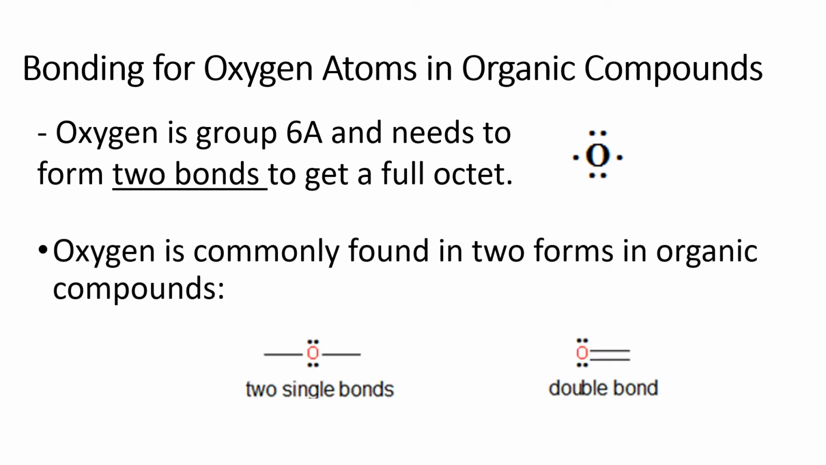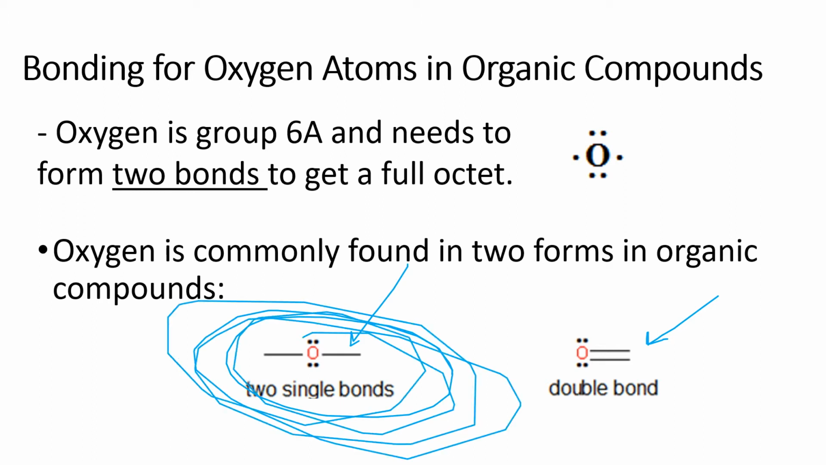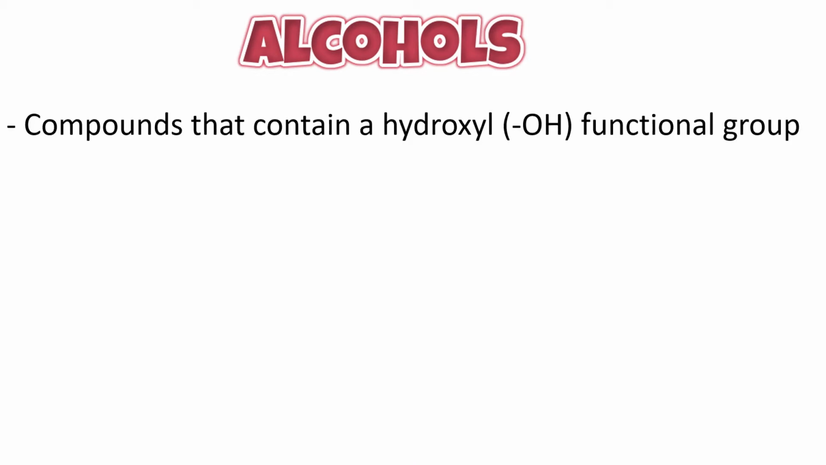So first, they could do it with a single bond right here. Or it could also do it with a double bond right here. And we're going to focus on a couple of compounds today that have single oxygen bonds to them. The first one we're going to look at is called an alcohol. So the definition would be a compound that contains this OH hydroxyl functional group.